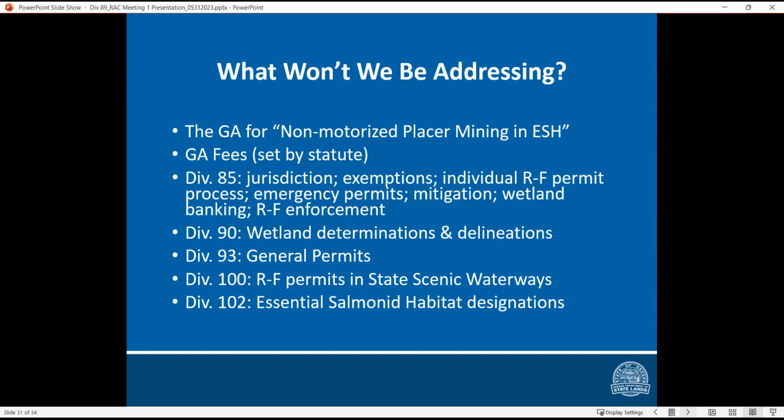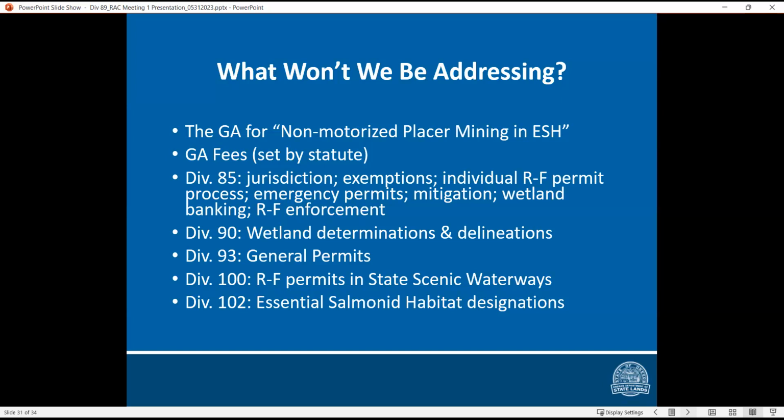We're not going to tackle anything in Division 85. Division 85, just so you know, talks about jurisdiction under the removal fill law. So that 3-part test that I talked about a while ago. Division 85 lays out those 14 exemptions that I mentioned. It talks about the individual permit process. It talks about emergency permits. It talks about mitigation, wetland banking, and removal fill enforcement. So we won't be changing anything in rule about those things.